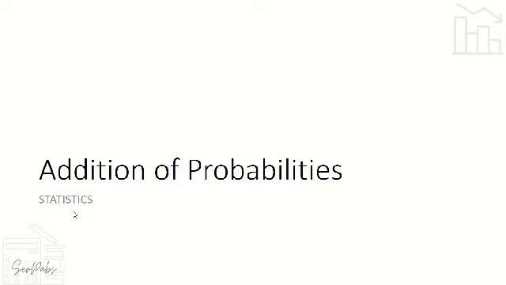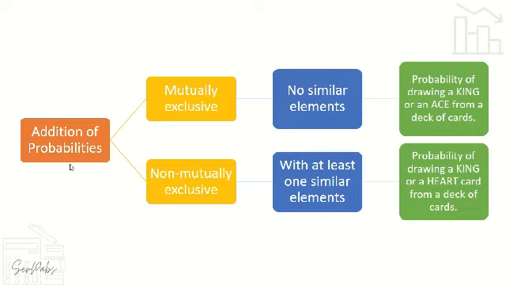Addition of probabilities. Okay, in addition of probabilities, we're considering two particular types of events. So we have mutually exclusive events and we have non-mutually exclusive events. Kapag sinabing mutually exclusive events, there is no similarity in the elements of our probability. So walang magkamukhang elements na lalabas sa probability natin.